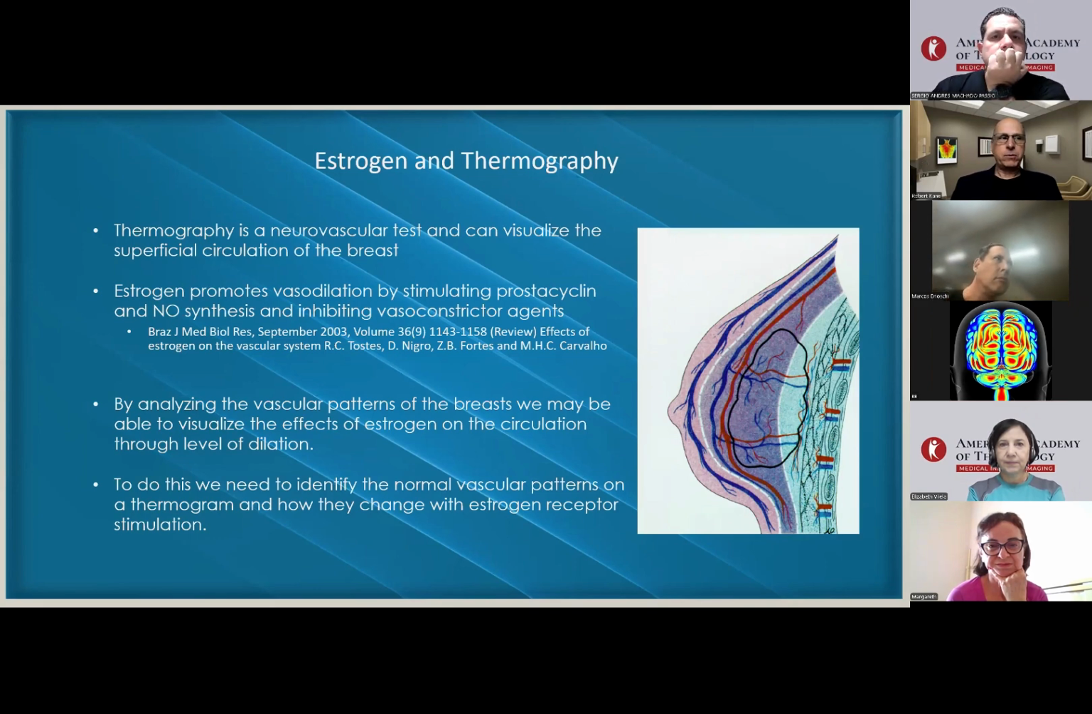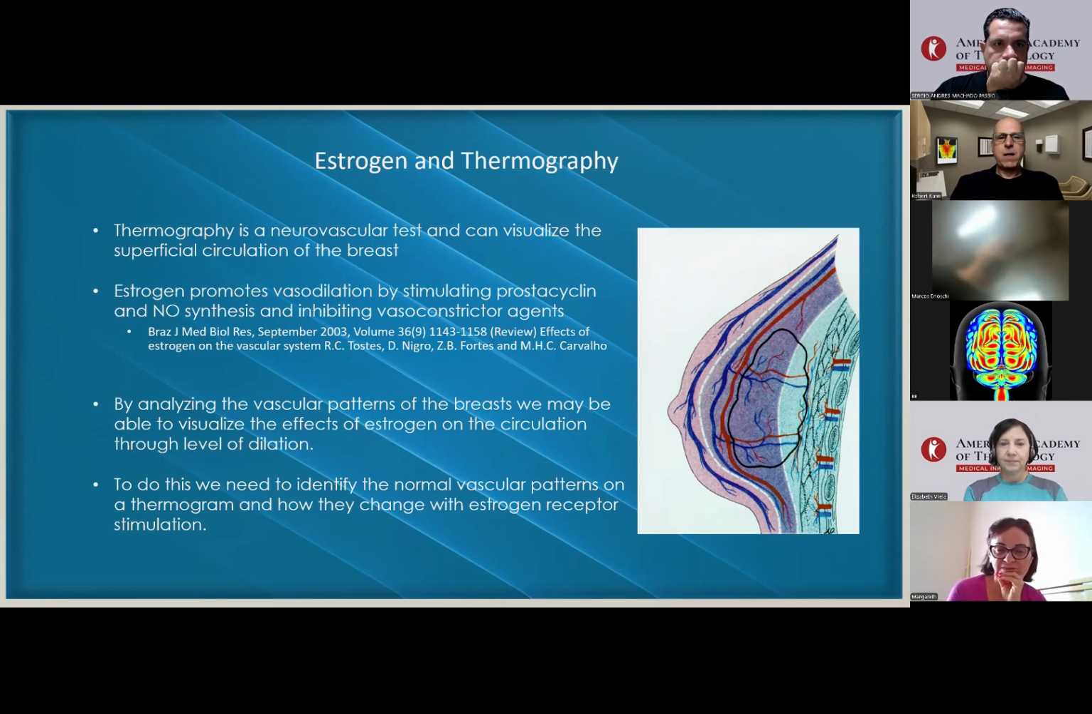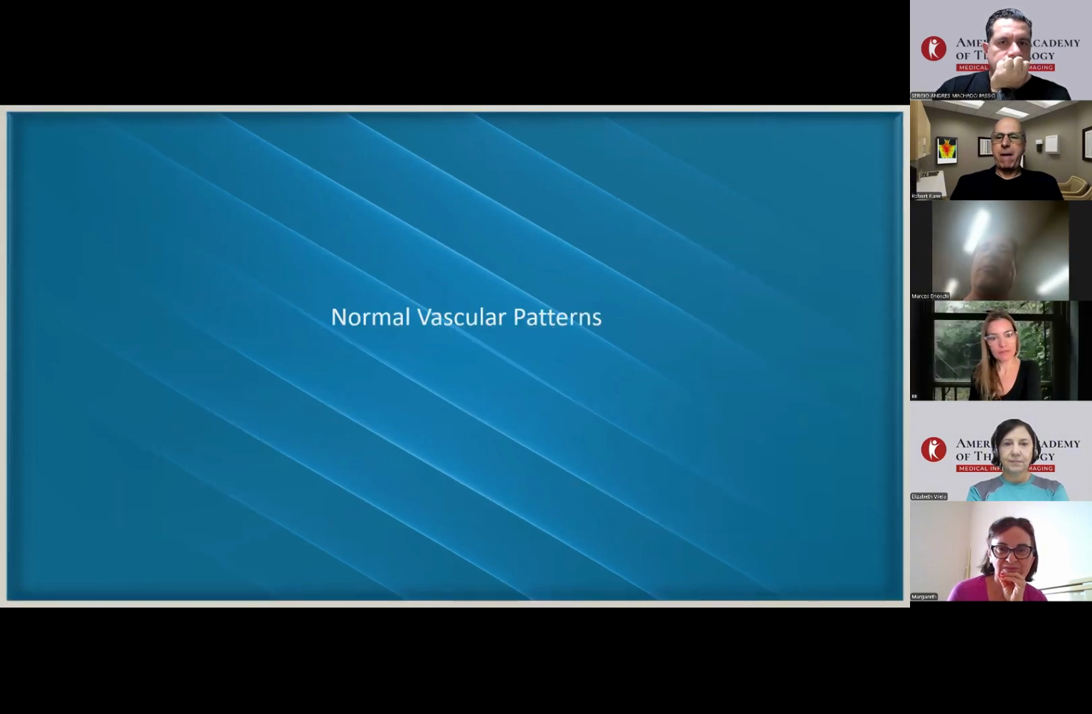And while that's absolutely critical for looking at breast cancer detection and breast cancer monitoring, with estrogen, we're going to be more concerned with these normal patterns that just happen to be particularly warm. So let's talk about some of these normal patterns and how they might present.